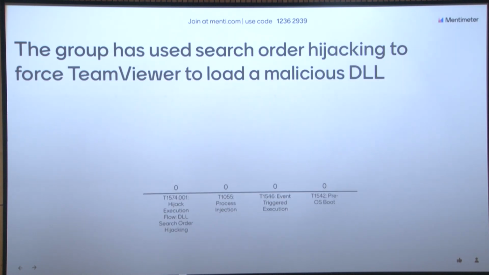Okay? So, the next question is: the group has used search order hijacking to force Dreamweaver to load a malicious DLL. We have multiple options. First one is hijacking execution flow, and this technique has a sub-technique, DLL search order hijacking. The second one is process injection. The third one is event trigger execution, and the fourth one is pre-OS boot. So, these are the 4 TTPs. One of them represents the sentence, and you have to choose. You have to read the sentence carefully, understand the meaning, and connect it with the options given.